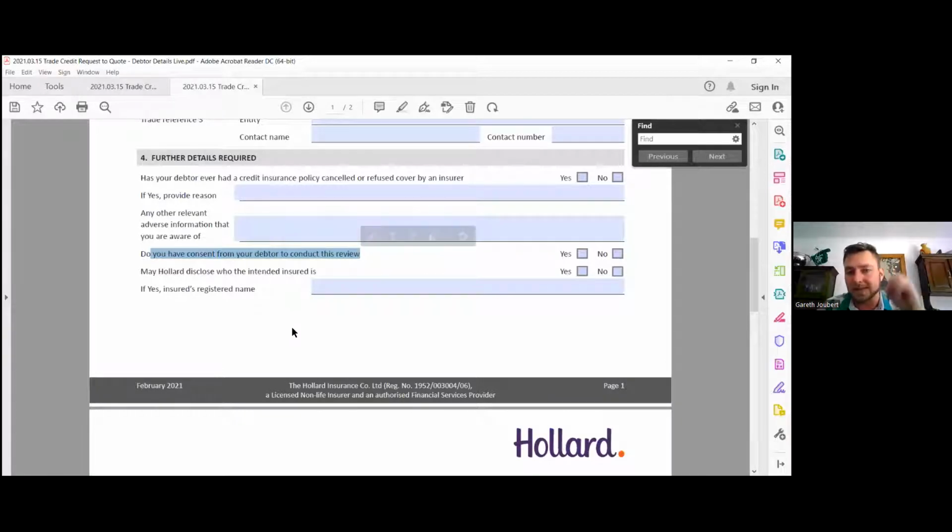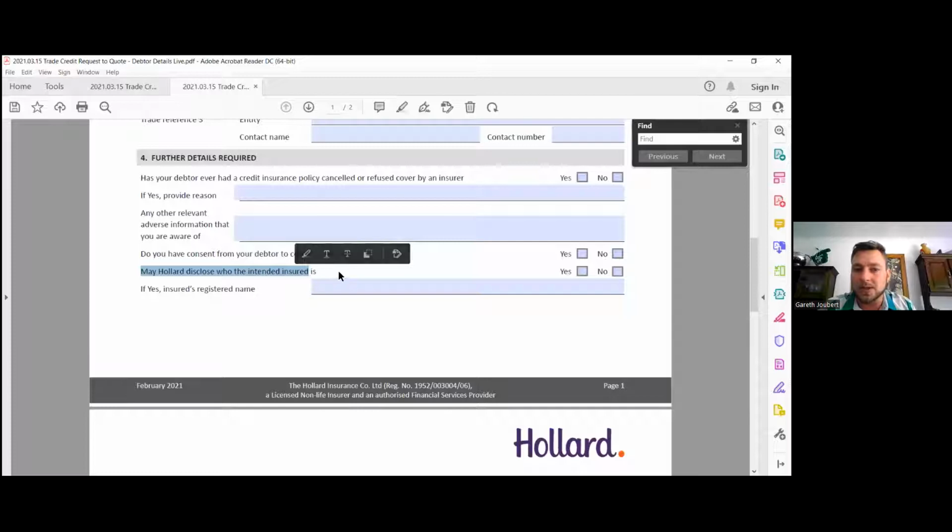Okay, so do you have consent from your debtor to conduct this review? It's one of the reasons why we always ask for the credit application form, instead of this request a quote form, because POPI should be addressed in the credit app, and then we know that we're allowed to pull information from the bureaus, or from other sources, so that we can compile a review. If we don't have permission to do that, we cannot pull the information, guys. It's really important. Okay, so do we have consent to do this? Very, very important.